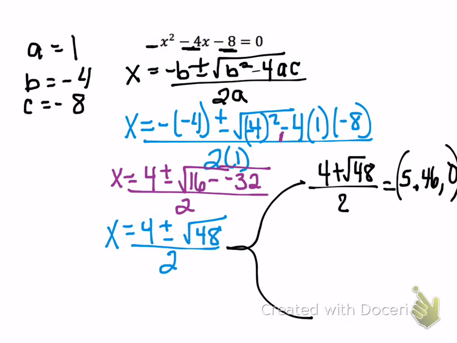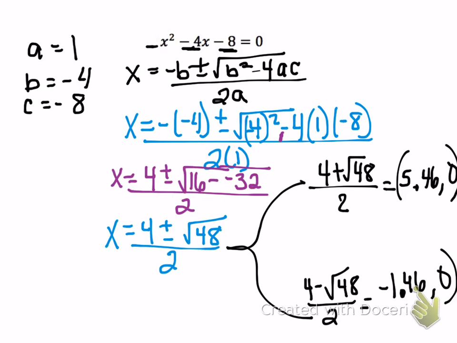And then my next one is going to be 4 minus the square root of 48 divided by 2. And when I calculate that, my x-intercept is going to be -1.46, 0.